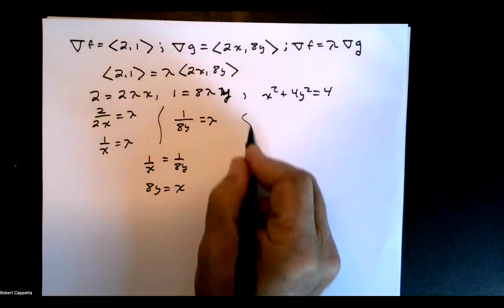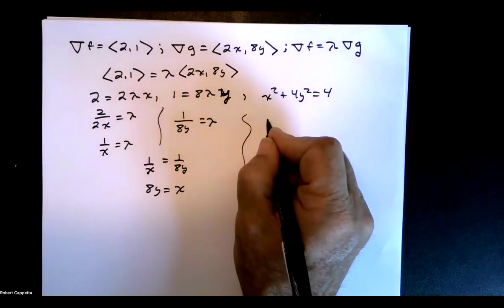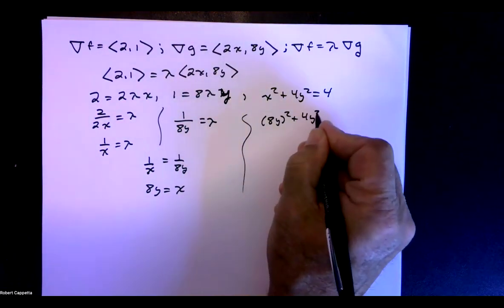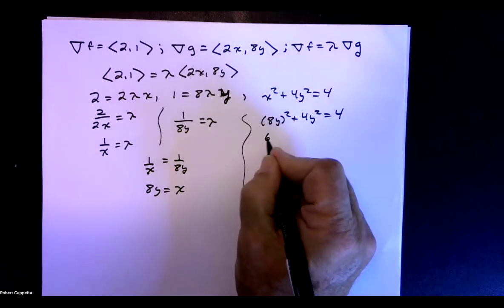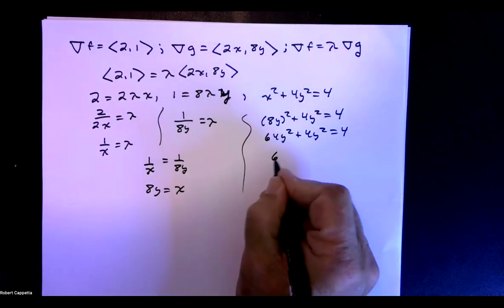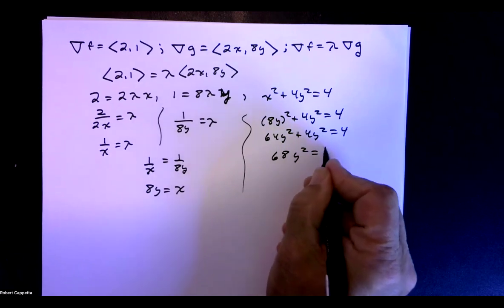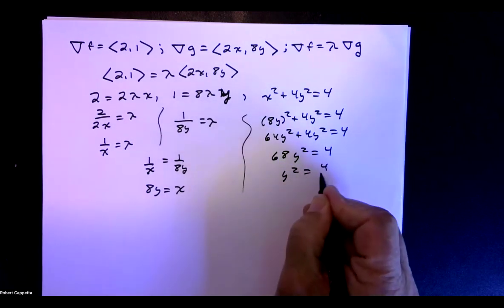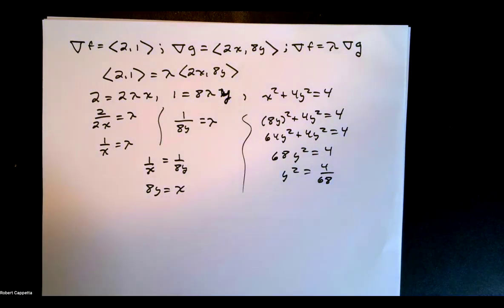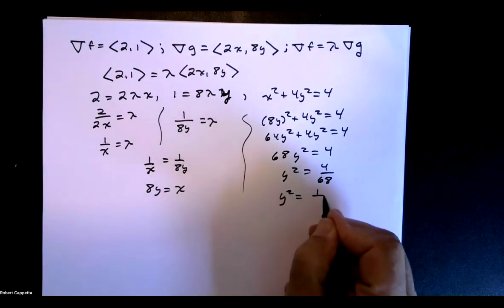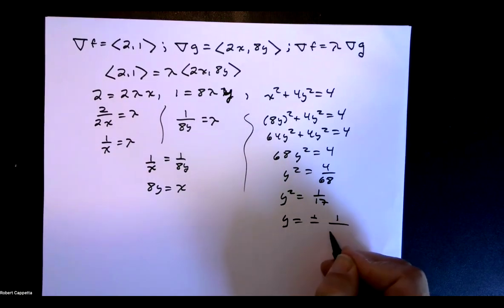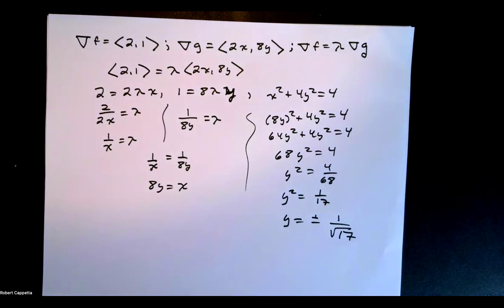So replacing x with 8y over here, what am I going to get? 8y squared plus 4y squared is 64y squared plus 4y squared is 68y squared. So y squared is 4 over 68, so y squared is 1 over 17. So y is plus or minus 1 over the square root of 17.